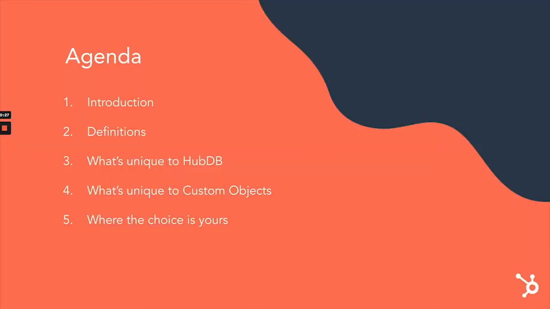So here's a quick agenda of what we'll be talking about today. I'll introduce myself, define the systems we're going to be talking about, take a look at what's unique to HubDB, take a look at what's unique to custom objects, and then go through a demo to show where the choice is yours and the implication of using one system versus the other.